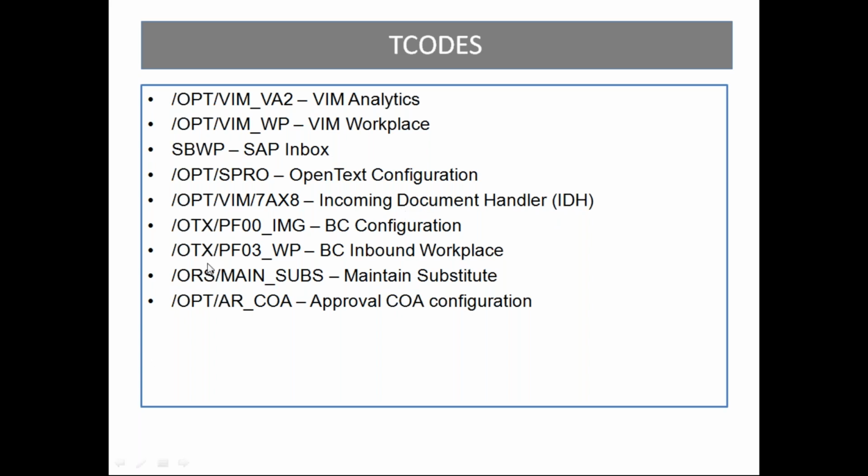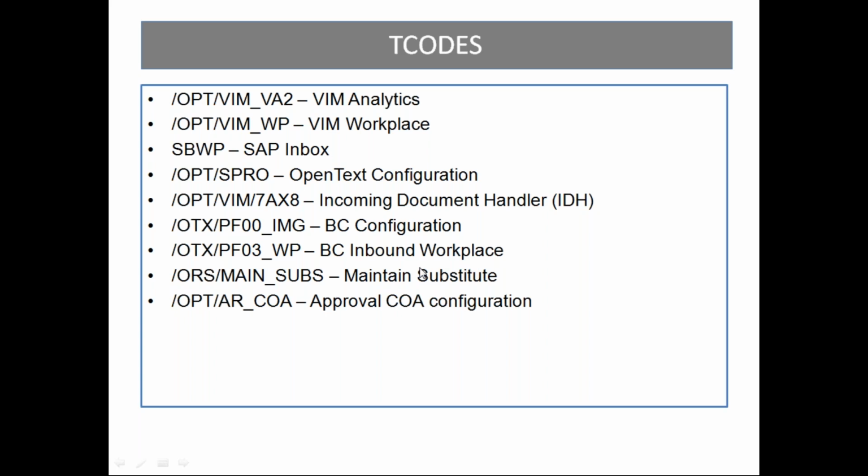In case we are using Business Center, then these are the keywords. All the configurations related to Business Center will be done in /OTX/PO771_PNG. And the Business Center inbound workplace is /OTX/PXE_W. And for maintaining the substitutes, this is the keyword. Approval configurations in the chart of authority, approval details, those things will be maintained in /OPT/AR_CO. These are the various keywords that we'll be using frequently while processing the invoices.